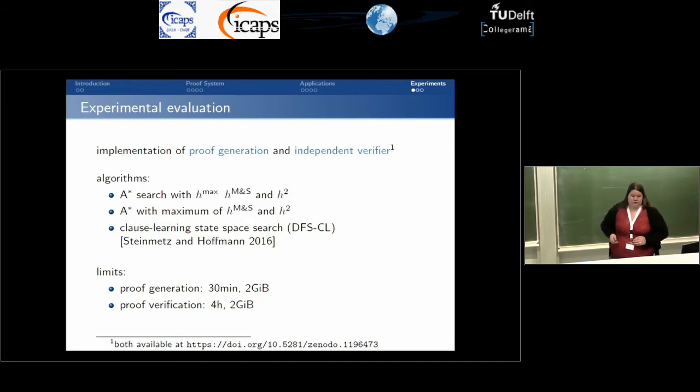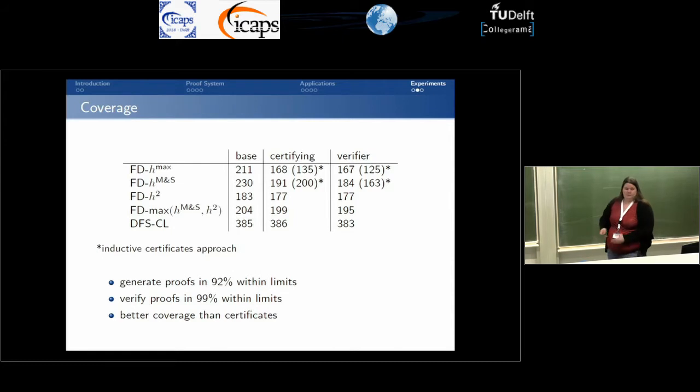Just briefly, the limits for the generation of the proof, or generally running the planner, were the standard 30 minutes and 2 GB. For verifying the proof, we allowed the verifier a bit more time, 4 hours, but also only 2 GB of memory. Now here are the coverage results.